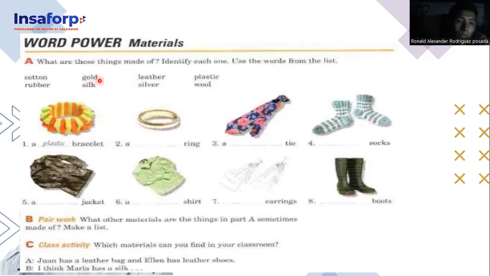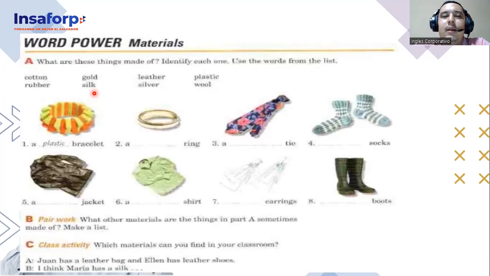Gold. Oro. What about silk? Seda. I don't know if you know where silk comes from. How do you get the silk? Where does silk come from? Do you remember? Has somebody heard about where the silk comes from?